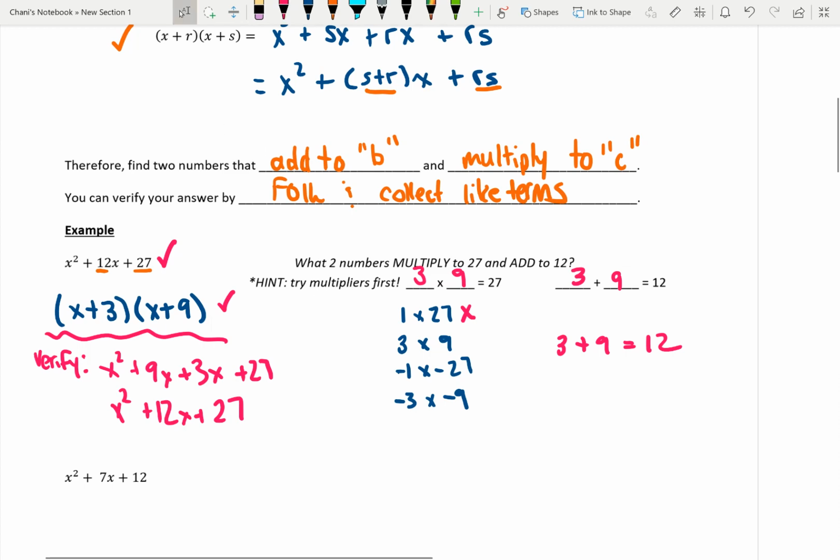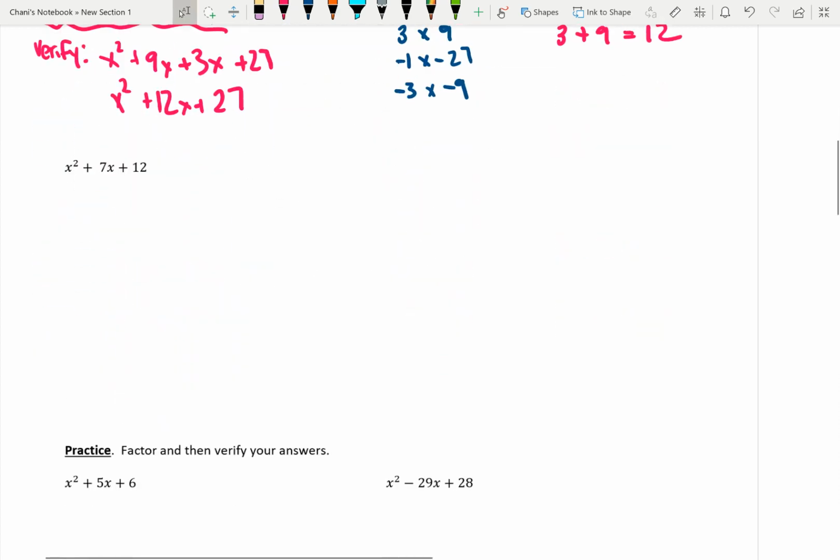Let's try it again. In this case, we have a b value of 7 and a c value of 12. So we need two numbers that multiply to 12 and the same two numbers have to add to 7. So again, it's simpler to start with the multipliers of 12 first.